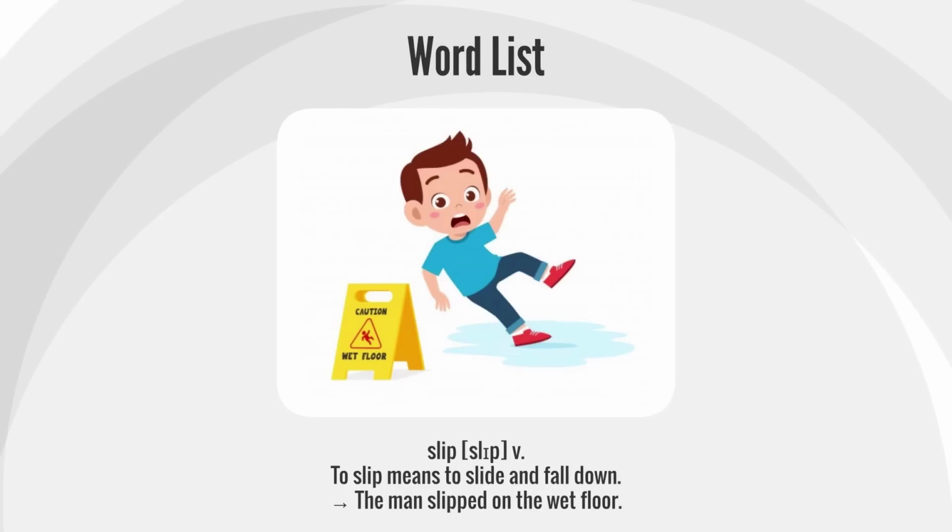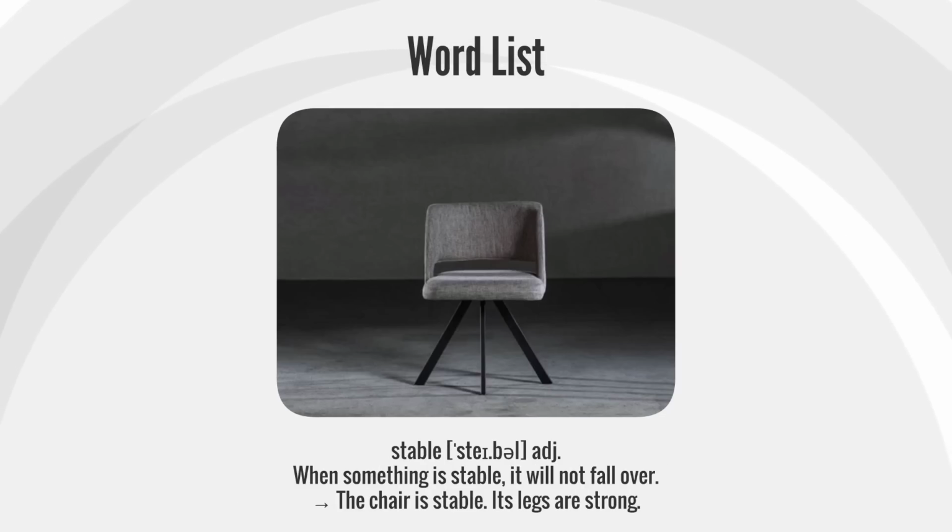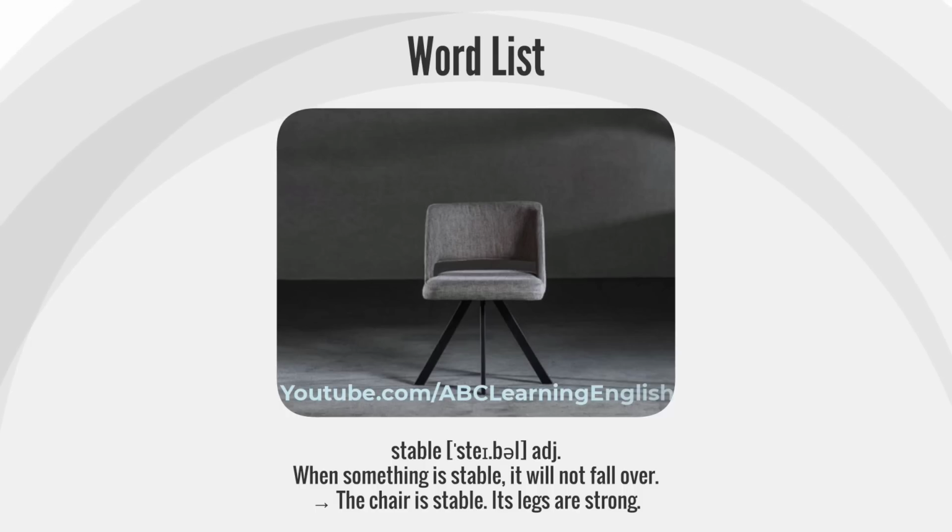Slip. To slip means to slide and fall down. The man slipped on the wet floor. Somewhat. Somewhat means to some degree, but not to a large degree. James was somewhat upset when he had to move some boxes. Stable. When something is stable, it will not fall over. The chair is stable. Its legs are strong.